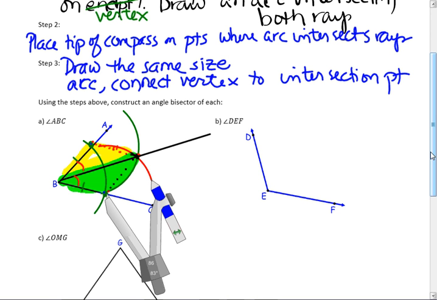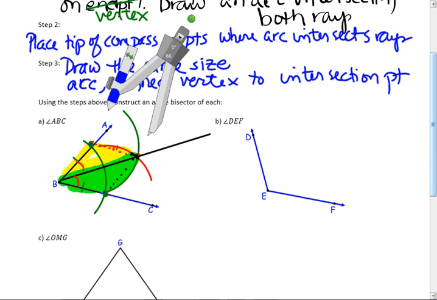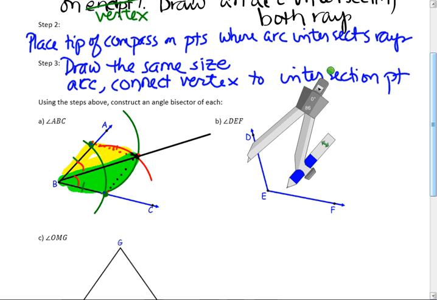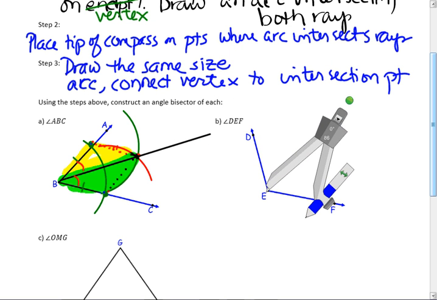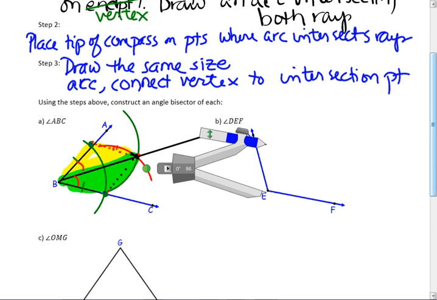You don't have to put tick marks, arcs. So let's do it again. Let me grab this. Let me flip it over. And I'm going to start at vertex E. I don't want blue. Should we do red?